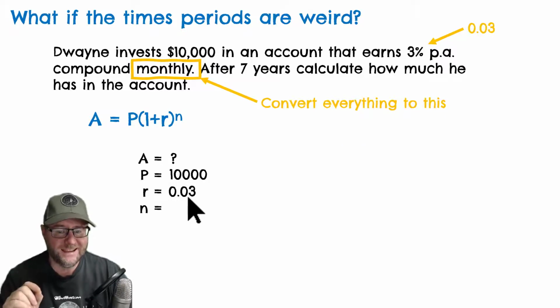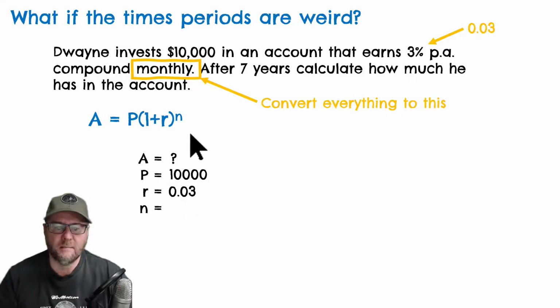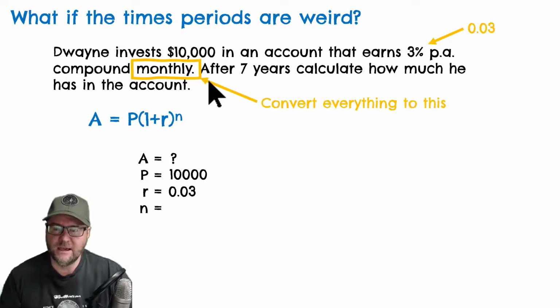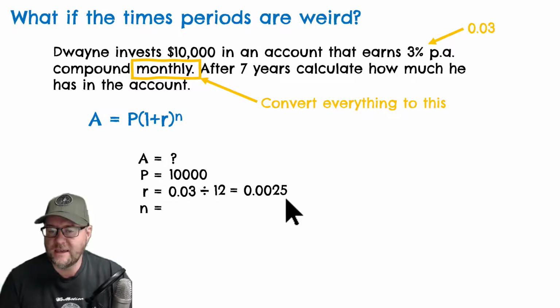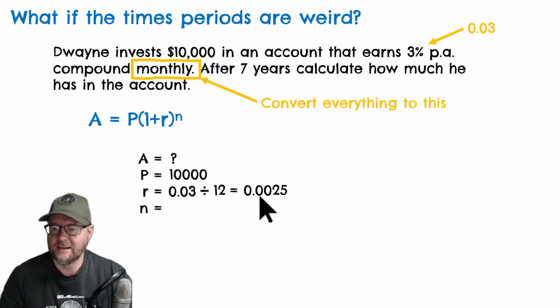Now, that is the interest rate for 1 year, but we're converting everything to a month. So if it's 3% for a year, I'm going to have to divide it into 12 pieces to get a monthly interest rate. And this works out to be 0.0025. Okay, so this is a monthly interest rate written as a decimal that I can use in my formula. I took the 3%, divided it by 12 to work out the monthly equivalent.